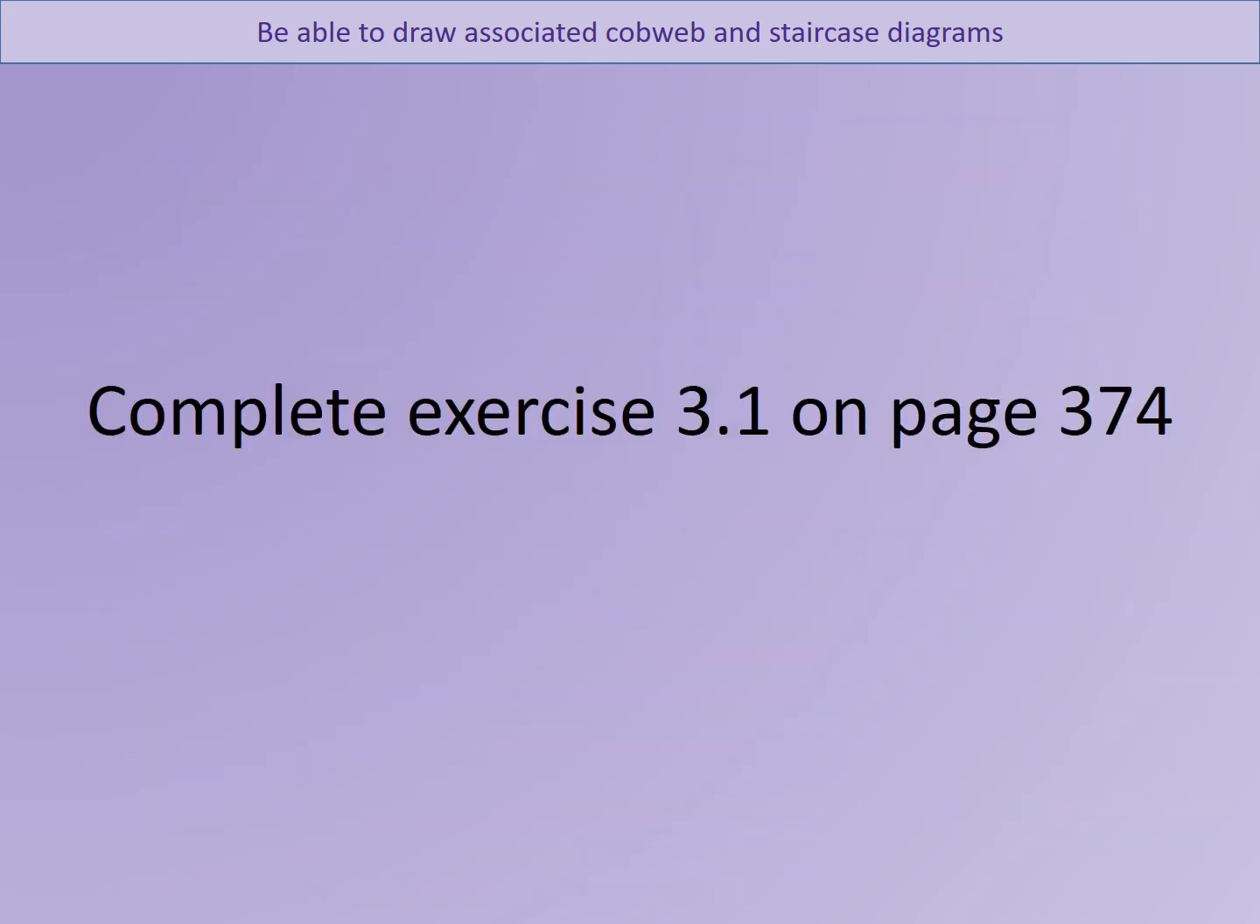So what I'd like you to do then, please, have a go at the exercise 3.1. It'll involve you making sure you can sketch some cobweb and staircase diagrams. This came up on the very first exam paper. The students were expected to draw a staircase and cobweb diagram, so you will get it in your exam. So it's important to make sure you can do these sorts of questions.